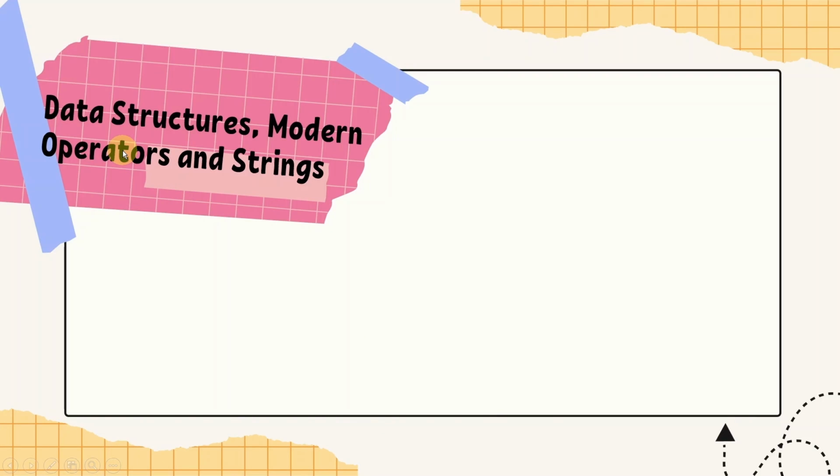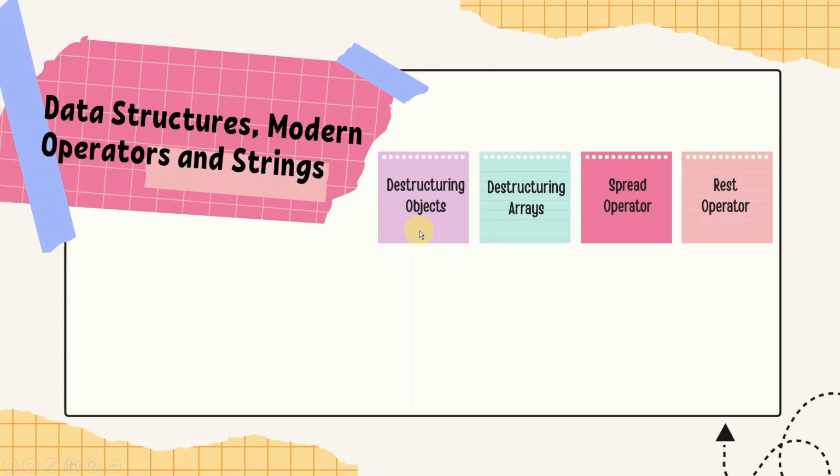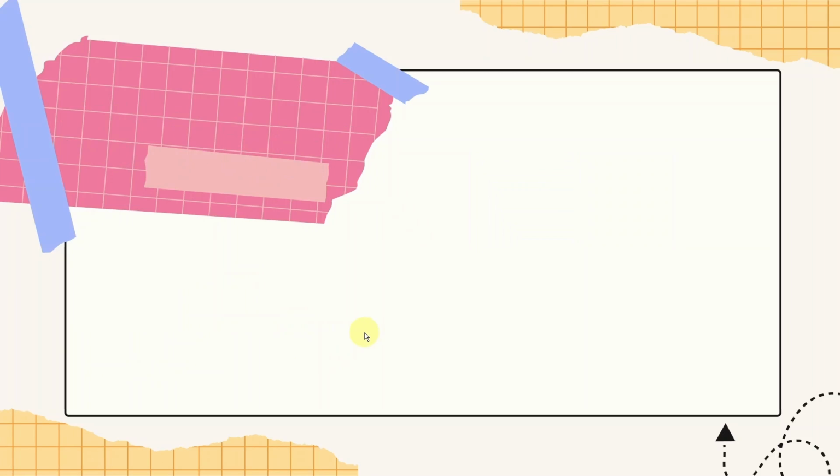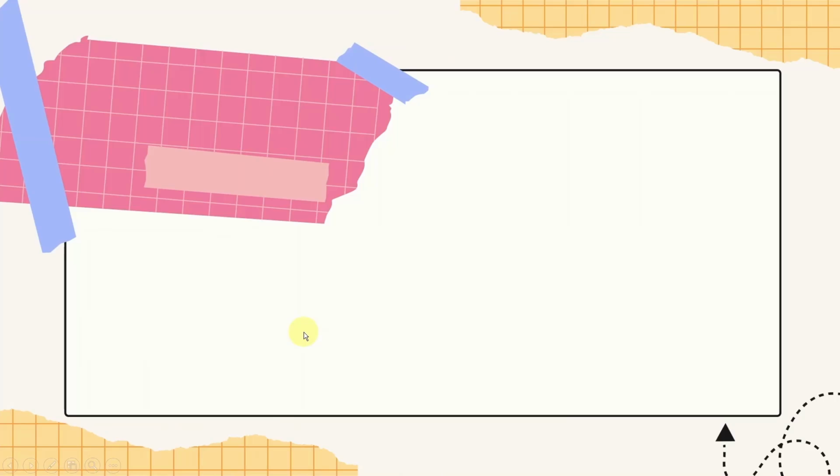Then data structures, modern operators and strings you should learn. You can learn destructuring objects and destructuring arrays. I'm just telling the concept names; you should learn what is present in each by watching the tutorials. Then spread operator, rest operator, short circuiting, and as I mentioned, the nullish coalescing operator and optional chaining. You can see all these things were released in different versions, so accordingly you should learn them. Optional chaining was introduced in 2020, ES11.